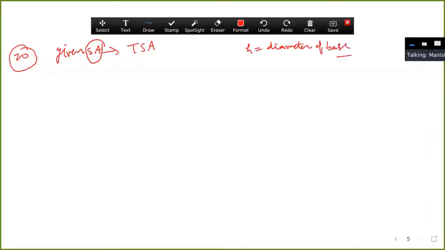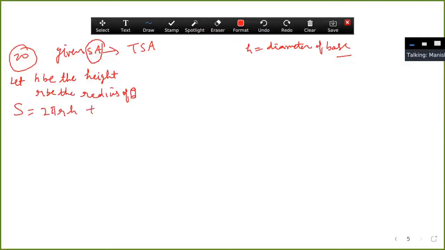This is the question. Now, given surface area, let h be the height. This is very important to write like this. R be the radius of cylinder. Then surface area will be equal to, that is total surface area, 2 pi r h plus 2 pi r square. Now we have to maximize the volume.